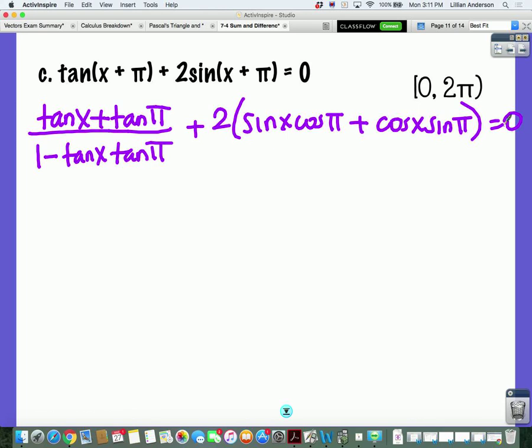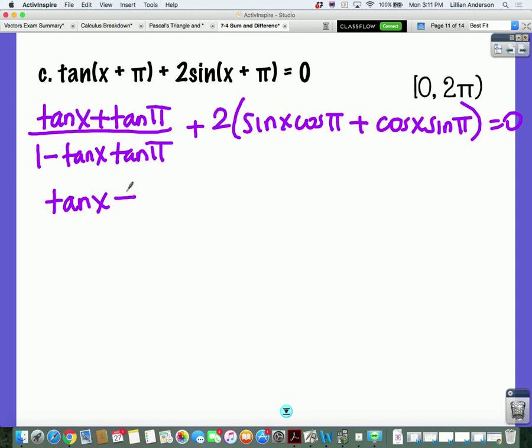Now, unlike the other one, I can't really cancel things out because I got tangents and I got sines and cosines. So I just gotta evaluate. What's the tangent of pi? 0. So this just turns into a tangent x all over 1 minus 0. So it's just going to be 1. So just have a tangent x, right?